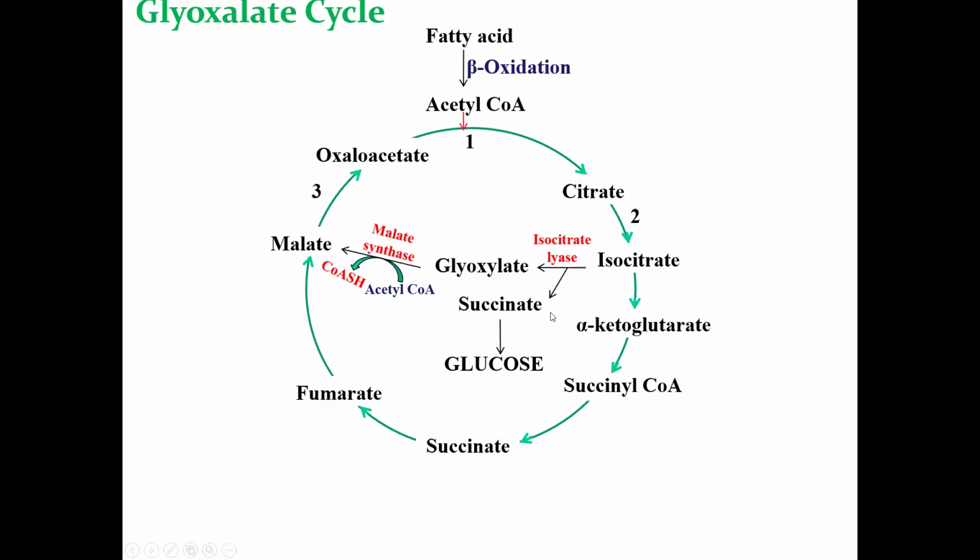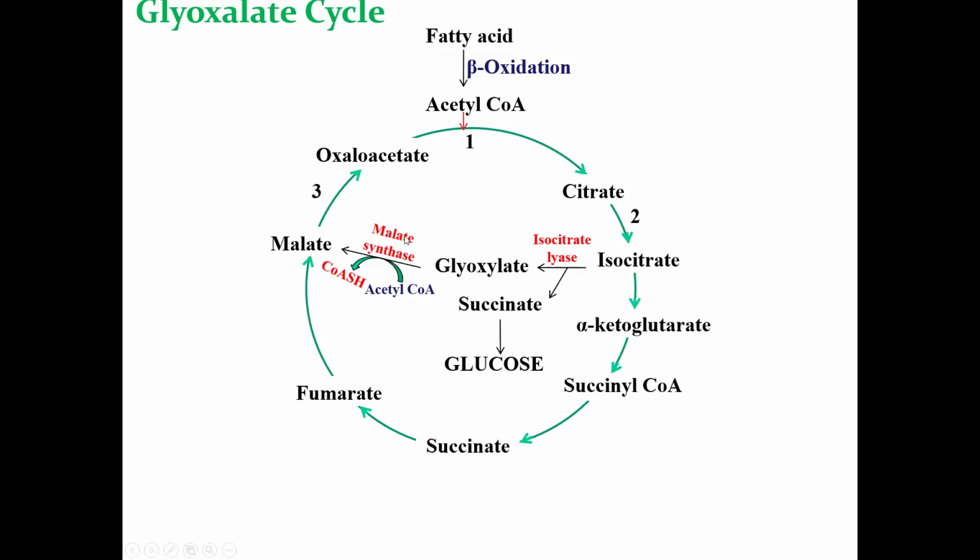And this succinate that is produced from the isocitrate lyase can be converted into glucose by gluconeogenesis. So this glucose can be used by the germinating plant for its further growth and development.